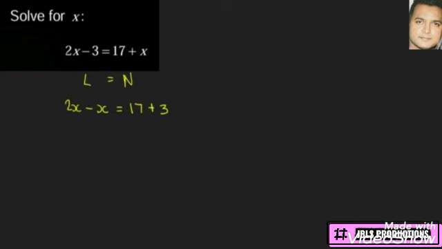Then I will bring the like terms together. So 2 minus 1, now remember there is an imaginary 1 right there. So 2 minus 1 is 1, so I don't have to write the 1 down, so it becomes 1x or x, and 17 plus 3 is 20, so this becomes my final answer.